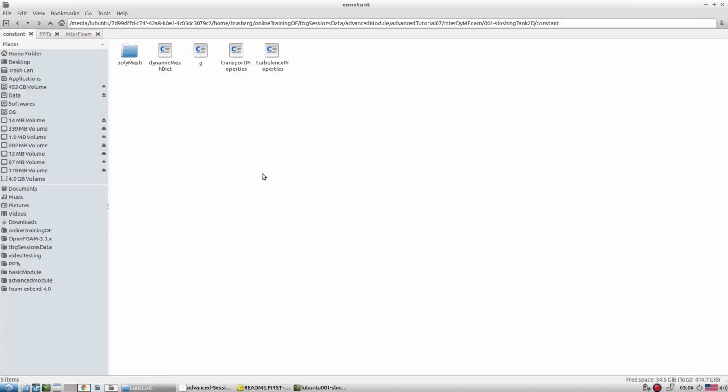Then along with that we definitely have a g term and the turbulence properties. Here we are working with laminar flow. And then in the system folder we have all these files.